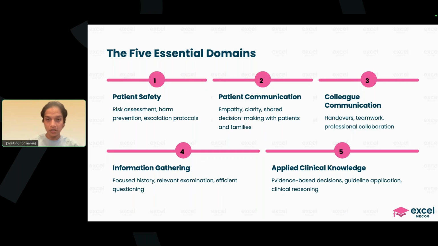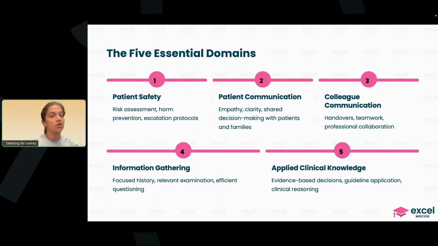Why is this important? The orientation is important now because most of us do not know where to start, how to start. That is why this is important. All right. So safety, applied clinical knowledge is basically the knowledge.